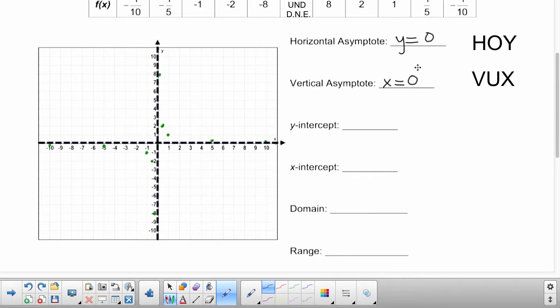Now this is some important information when it comes to our y-intercept and our x-intercept. Because our asymptotes are at x equals 0 and y equals 0, they're never going to cross or touch either the x-axis or the y-axis. So our y-intercept does not exist, and neither does our x-intercept.